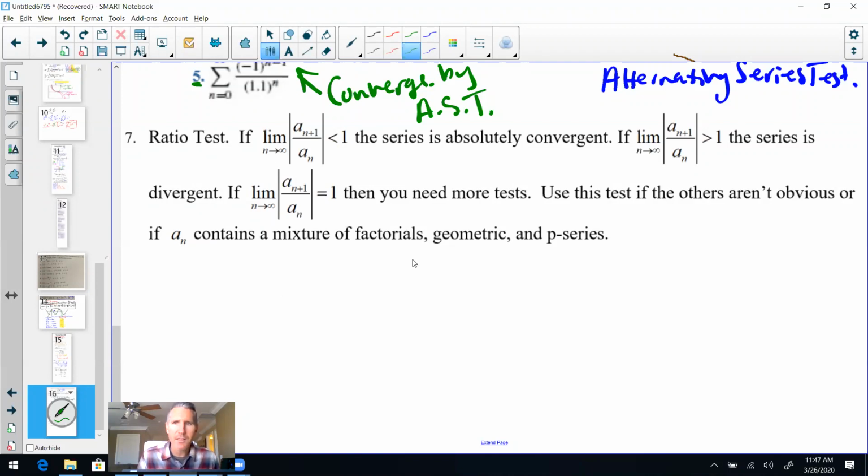Look what I put down there. I said use this test if either the others aren't obvious or if what's inside the summation contains a mixture of factorials, geometric, and p-series. Okay, so let's go through a couple examples of how to use this.